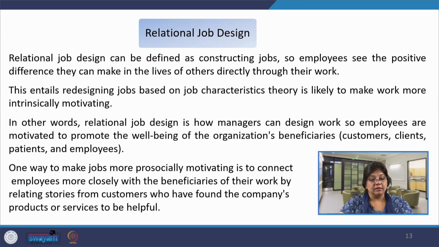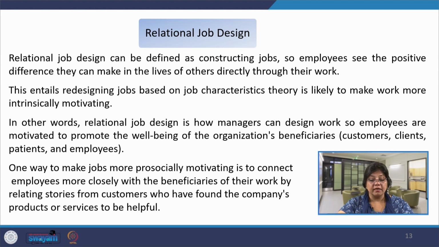And the last is relational job design. This can be defined as constructing jobs so that employees see or perceive the positive difference they can make in the lives of others directly through their work. It is outside the work. What you perform, what you create, what you do at work in organizations, how it is impacting the outer world. This entails redesigning jobs based on job characteristics theory, which is likely to make work more intrinsically motivating and meaningful.